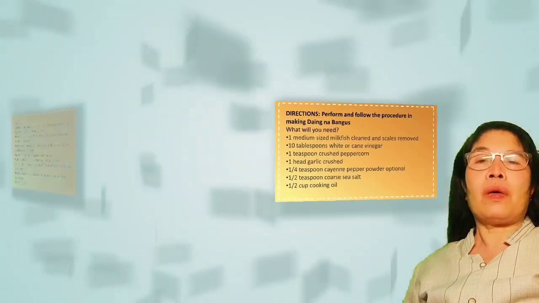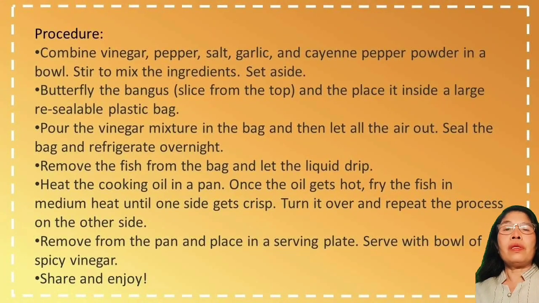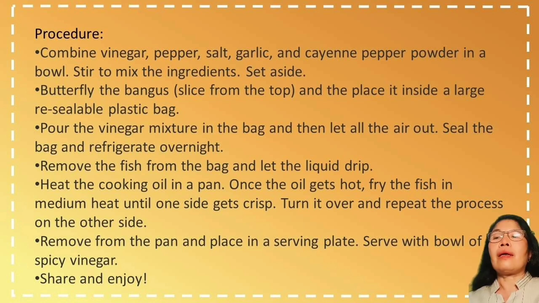1/2 cup cooking oil. Here are the procedure in making daing na bangus. Number 1, combine vinegar, pepper, salt, garlic, and cayenne powder in a bowl. Stir mix the ingredients and set aside. Next, butterfly the bangus or milkfish and place it inside a large resealable plastic bag. Next, pour the vinegar mixture in the bag and let all the air out. Seal the bag and refrigerate it overnight.